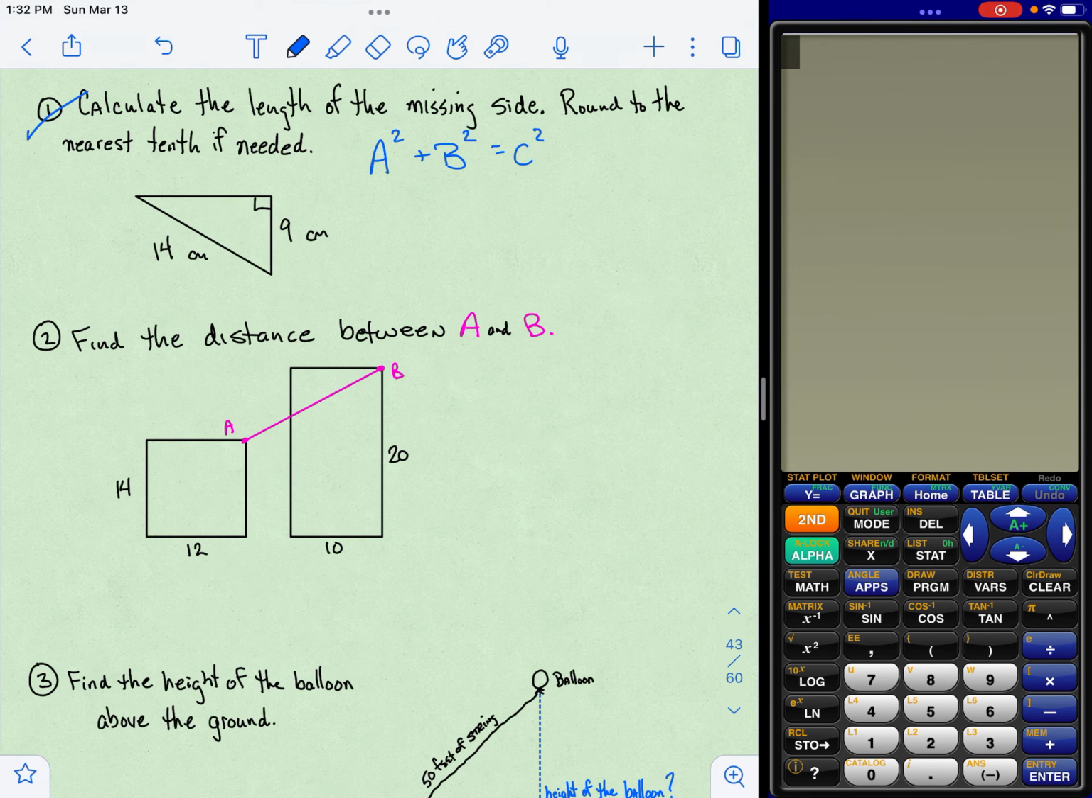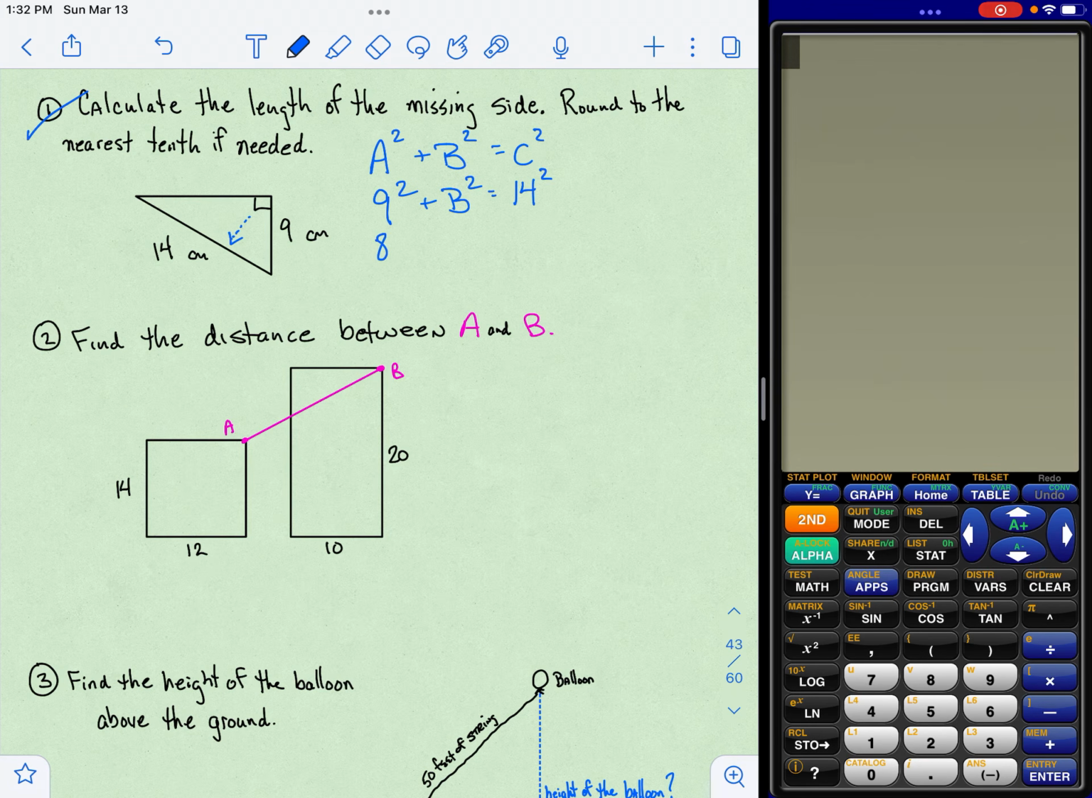I recognize that across from the 90-degree angle is always the longest side. So my longest side in this case is 14. That makes 9 either A or B. So I'll just put it in the A spot, and I'll leave B, B. And everything gets squared and added and equals.